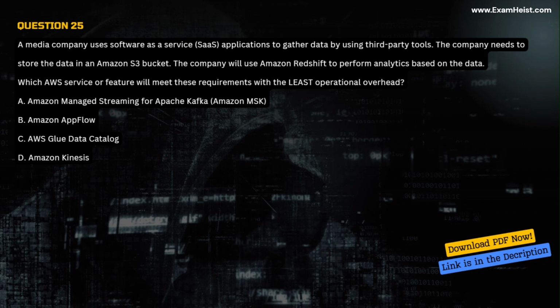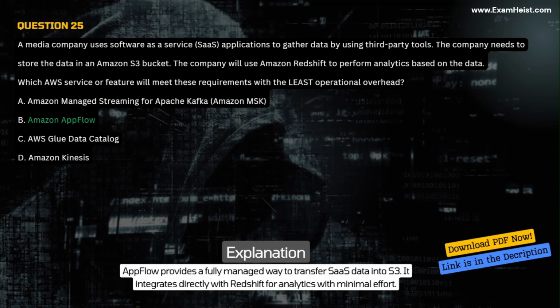C. AWS Glue Data Catalog. D. Amazon Kinesis. Correct answer B. Amazon AppFlow. Explanation. AppFlow provides a fully managed way to transfer SaaS data into S3. It integrates directly with Redshift for analytics with minimal effort.